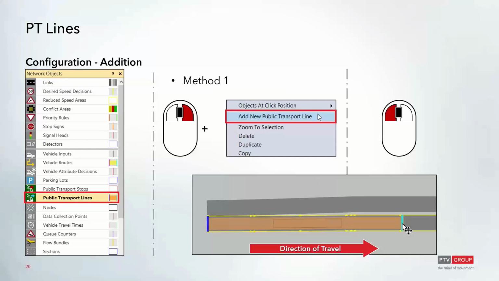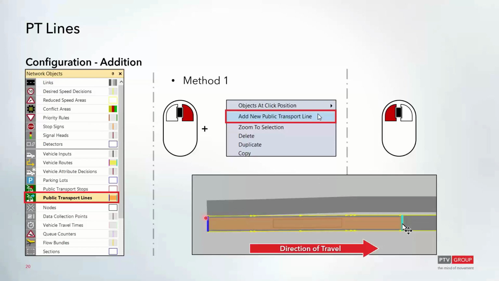So in order to add any of these PT lines to the network, first you can go over to the Public Transport Lines option from the Network Object toolbar. And then you can right-click on the link where you want to start those vehicles' generation from. And then you can select the option for Add New Public Transport Line. And whenever you do that, that's going to place the starting point of the transit line here.